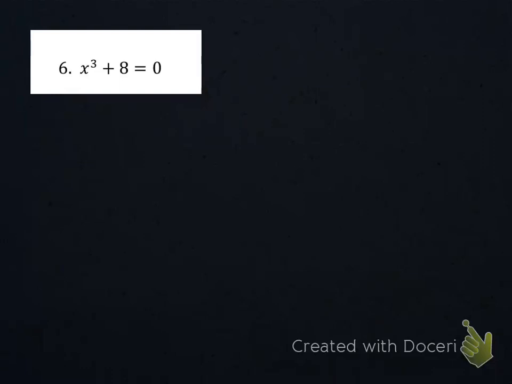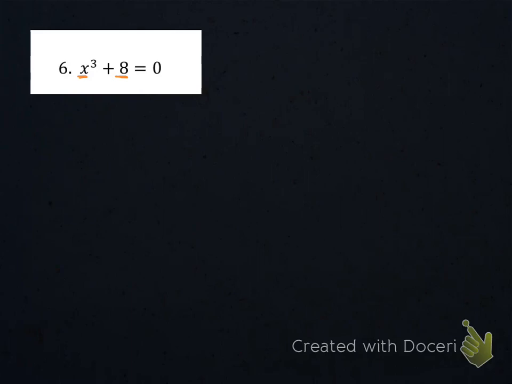Alright, so in number 6, again, we're solving. So let's see, do we have a GCF? No, we don't. But we do have a perfect cube here and a perfect cube here. So we're going to have our special factoring formula, the sum of cubes.